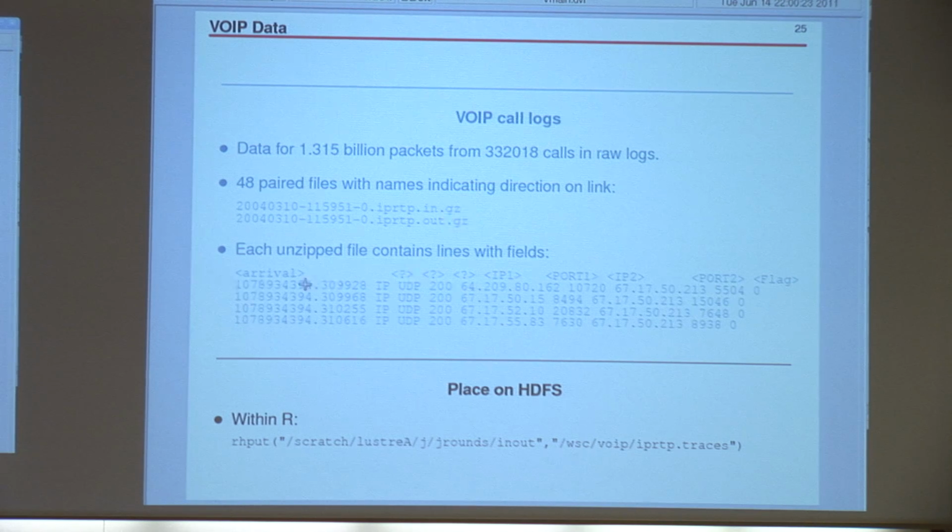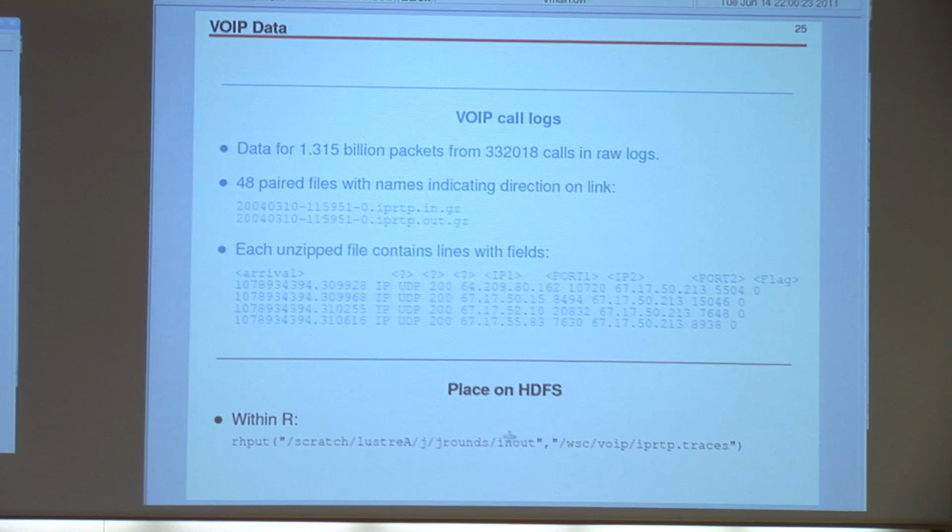Unzipped, you basically get an arrival time. This is your text line. You get a bunch of stuff that we discard. You get a source IP, a source port, a destination IP, a destination port, and a flag that describes whether or not the packet was a voice packet or something else. And so we can get these on the HDFS through this command that we wrote called rhput. You can also use Hadoop DFS-put.